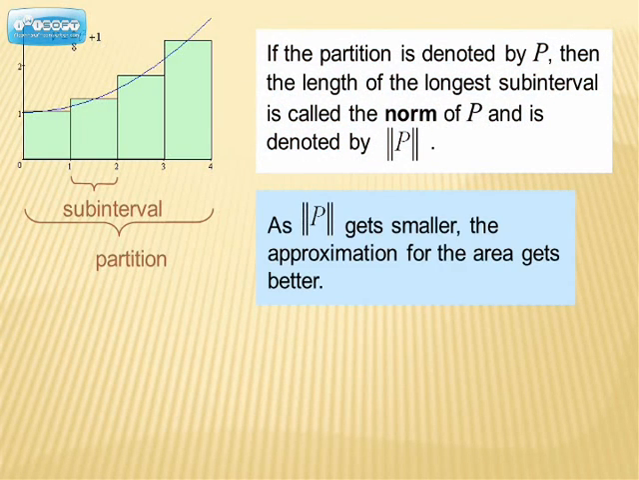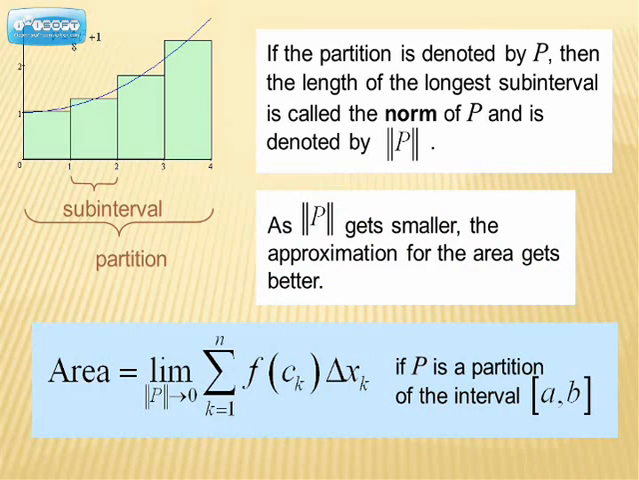As that longest one gets smaller and smaller, the approximation for the area gets better, and we've kind of talked about that. And so the limit, as the length of that longest subinterval goes to 0, of the sum from 1 to n of, this is your height times your length, is a decent approximation for the area.